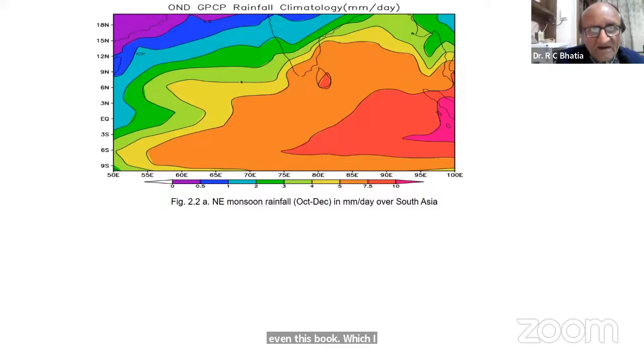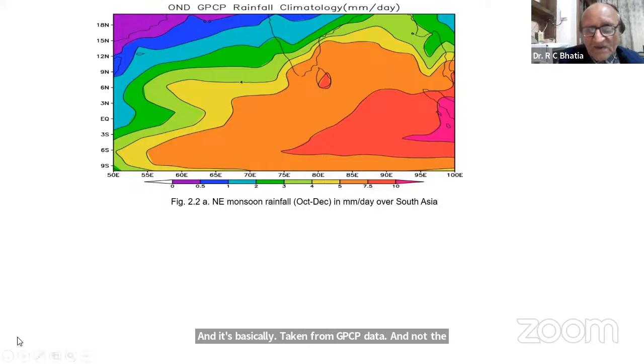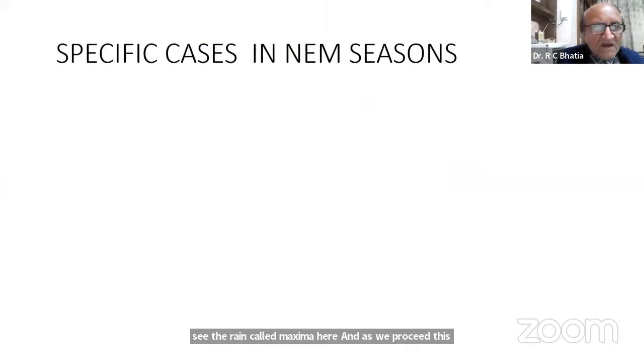It's basically taken from GPCP data, northeast monsoon, October to December, mean rainfall. What you see is the rainfall maxima here, and as we proceed this way, the rainfall decreases. It's the three months period annual average.